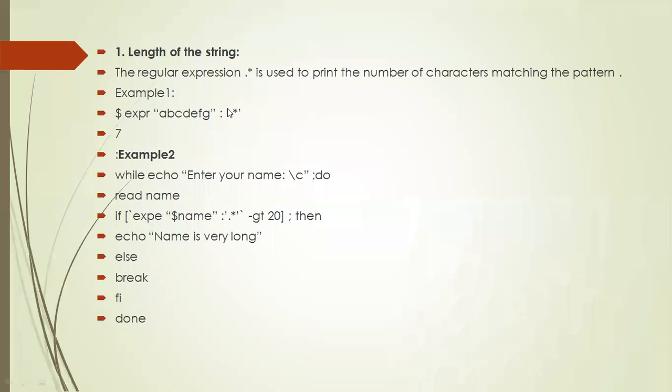Now, to find out the length of the string, the number of characters present in the given string, use the regular expression called dot star. What is dot? It matches any single character. What is star? It matches any occurrence of the previous character. So it just counts the number of characters here. This will display 7. Why 7? Just count: 1, 2, 3, 4, 5, 6, 7. These characters will be counted.